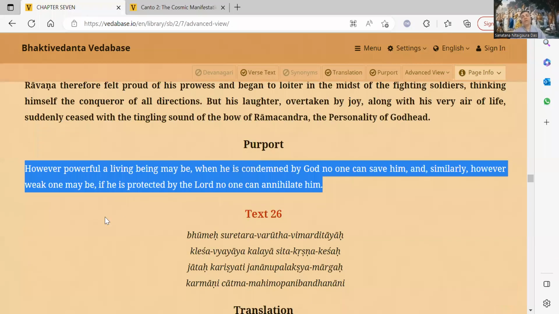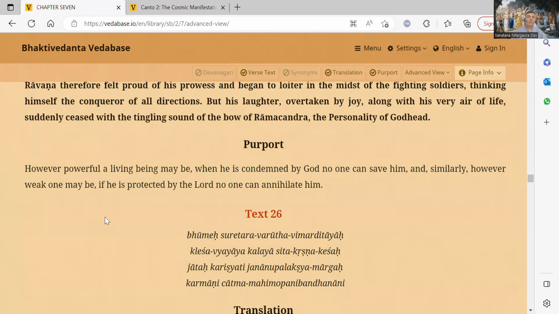When we concluded, we said, however powerful a living being may be, when he's condemned by God, no one can save him. And similarly, however weak one may be, if he's protected by the Lord, no one can annihilate him. The most powerful shloka that says, Rakhe Krishna Mare Ke, Mare Krishna Rakhe Ke. If Krishna decides to protect you, who can harm you? If Krishna decides to annihilate you, there is no one or nothing that can give you any kind of protection, right? So we have seen till here.